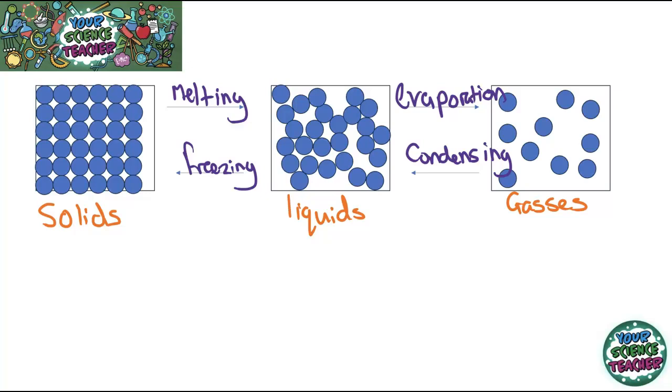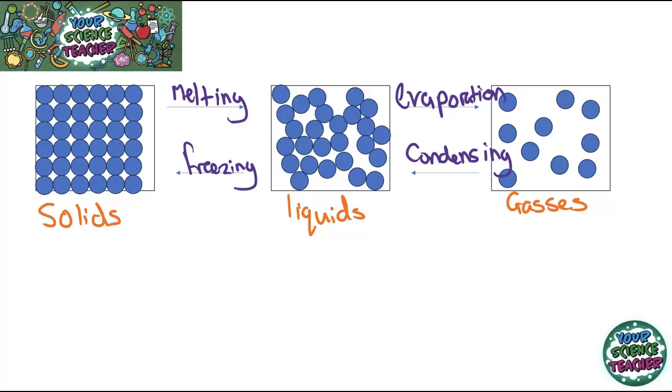Now, in these three boxes, I've drawn out the particle arrangements for each of these three states of matter. Here you can see that in a solid, my particles are all in neat rows and columns, and they're all tightly packed together. In a liquid, I no longer have that regular arrangement of my particles, and they are still touching, but not in a regular arrangement, so there's a little bit of space between them. And finally, in a gas, my particles are no longer touching.